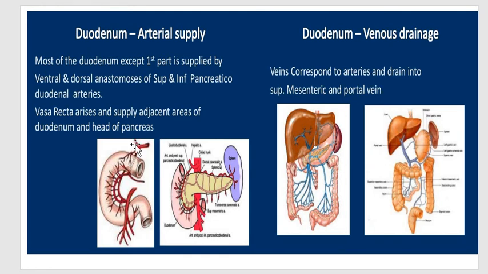Look, the superior pancreaticoduodenal artery and the inferior pancreaticoduodenal artery, both are anastomosing in the concavity of the duodenum, okay, and they are supplying the whole of duodenum.